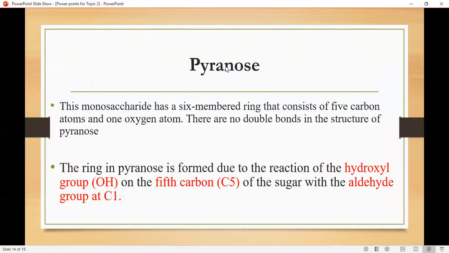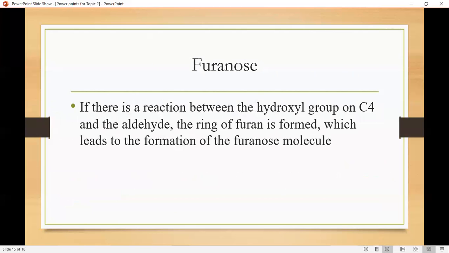Then we also have another form of cyclicization. This one happens when the hydroxyl group of carbon 4 reacts with the aldehyde from carbon 1. When this happens, we have something that is called a furanose. This is discussed in further detail in your lesson notes, so you can read further about this there.